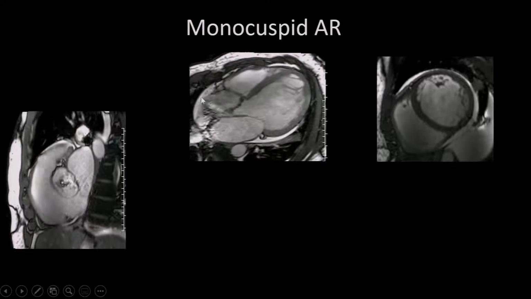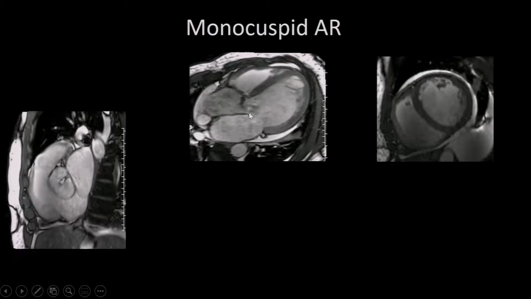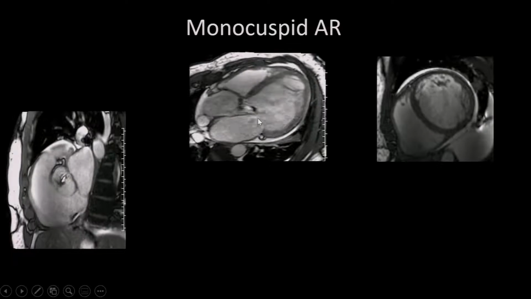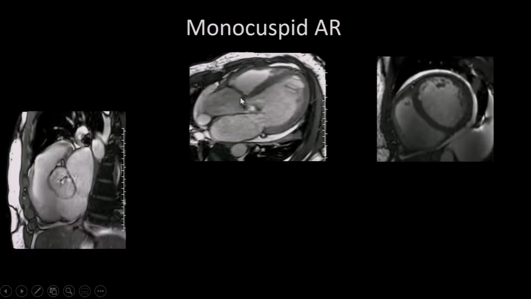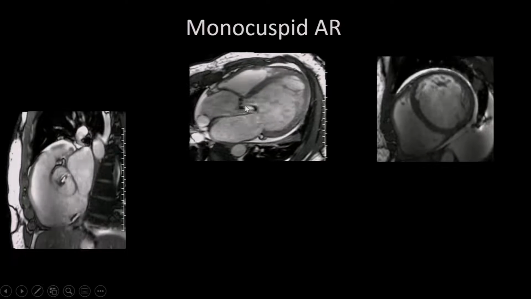You can see also the jet. This should prompt you to think about something different from your usual bicuspid. You see the regurgitant jet is not your typical one, and also if you compare this to our bicuspid valve doming, this is different too.